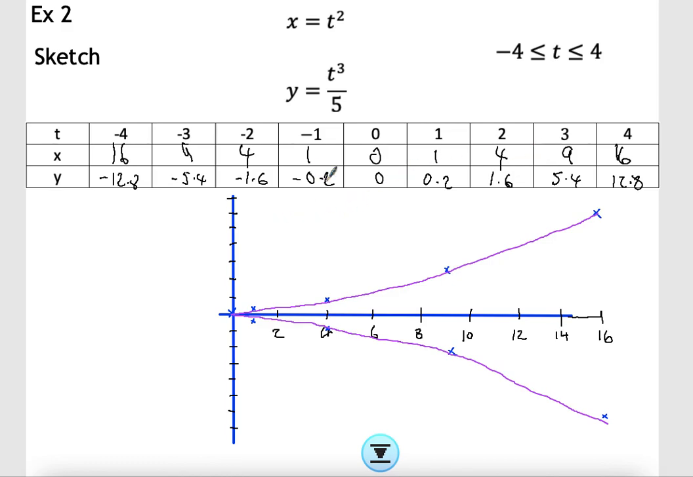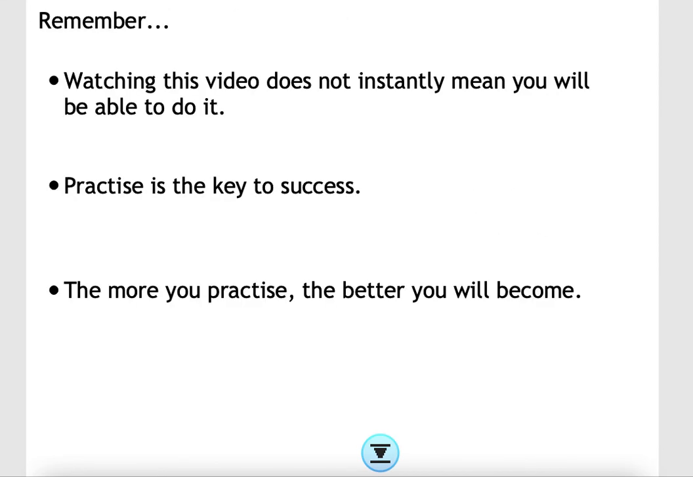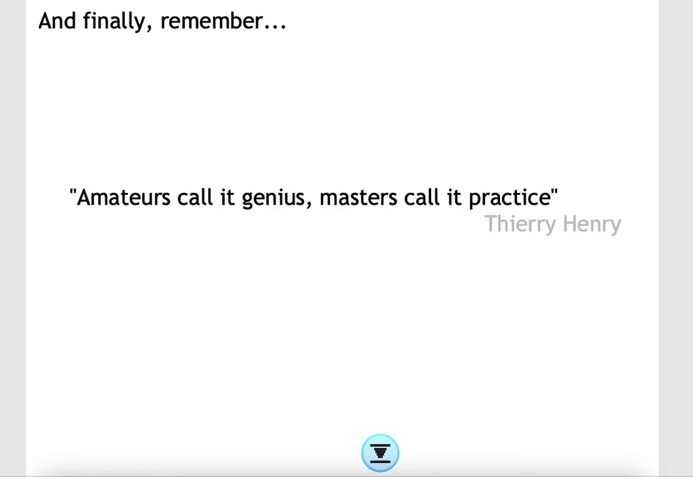Okie dokie, so that's it for this video. Remember, just by watching this video doesn't mean you'll instantly be able to do it. Practice will make you so much better at this, and you'll be able to spot patterns more quickly. And of course, amateurs call it genius, masters call it practice.